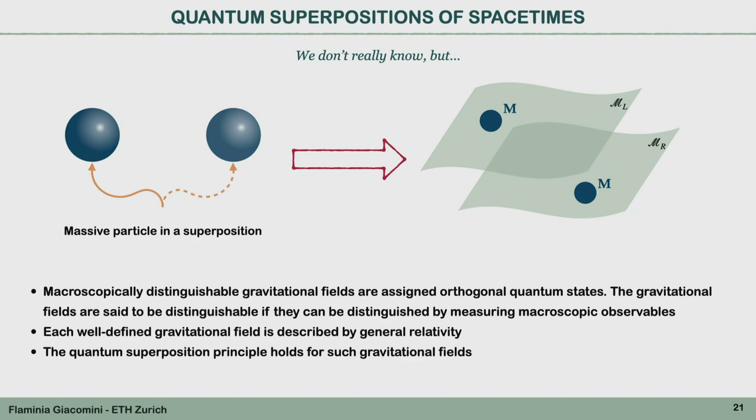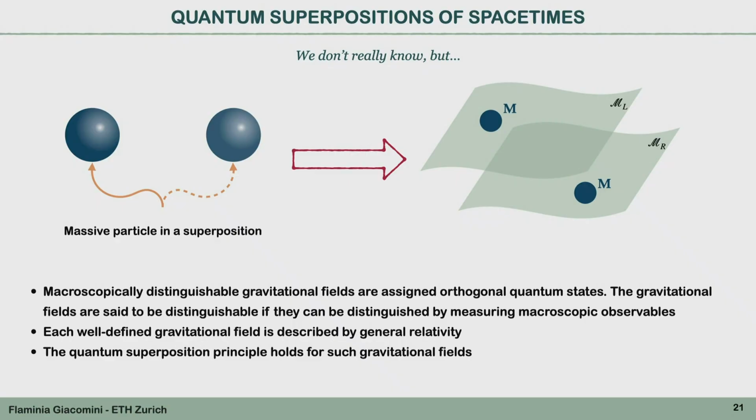And I'm allowed to say that they're macroscopically distinguishable only if I have macroscopic observables that I can measure and that can distinguish between these two configurations of gravity. So basically, if I put a clock, the clock should be able to distinguish perfectly between the gravitational field being in state A or state B. Then each well-defined gravitational field is described by general relativity, so I can apply the laws of general relativity for each configuration, and I'm allowed to use the quantum superposition principle for these configurations.